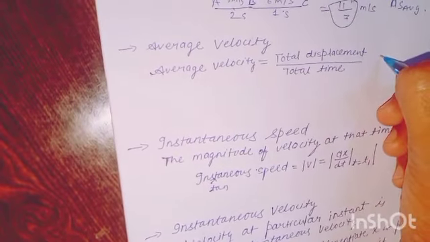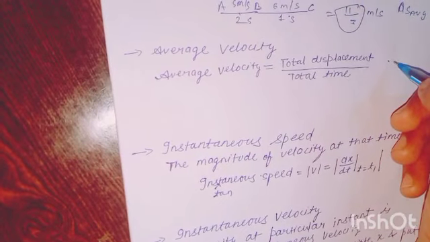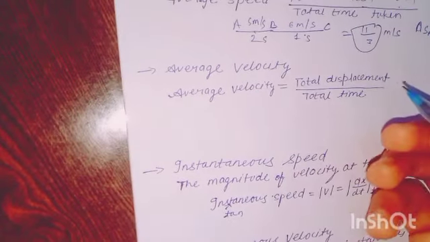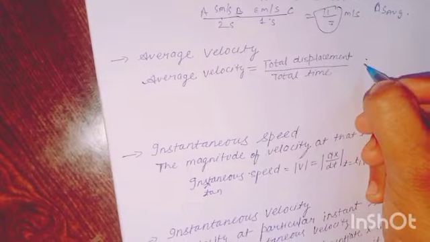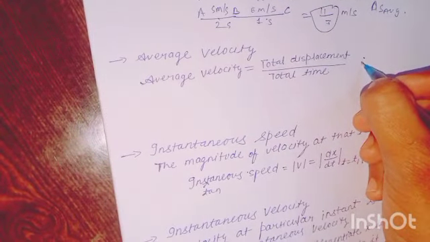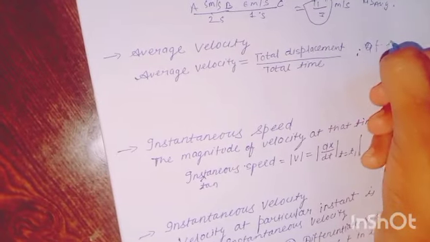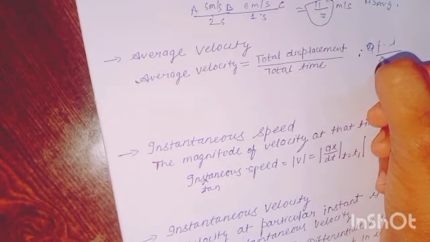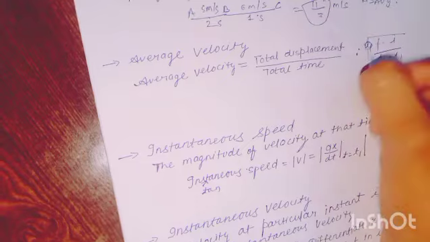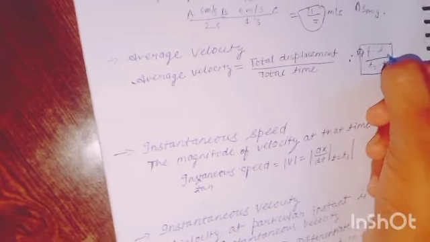Now come to average velocity. Average velocity is equal to total displacement upon total time, and this displacement is equal to final point minus initial point, upon total time. It is called average velocity. We all know it.